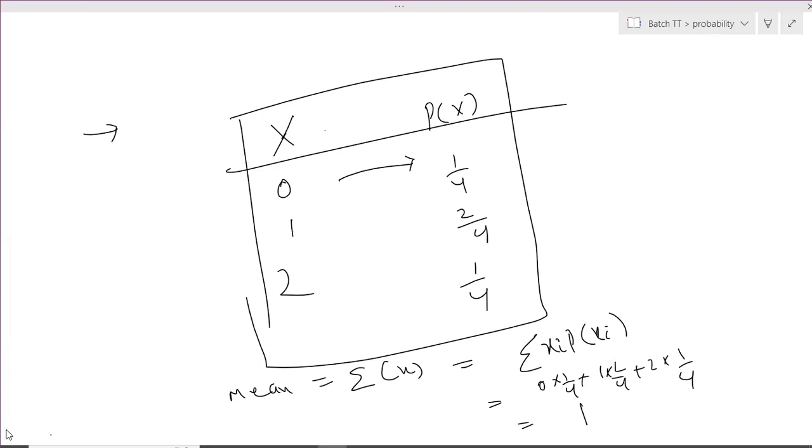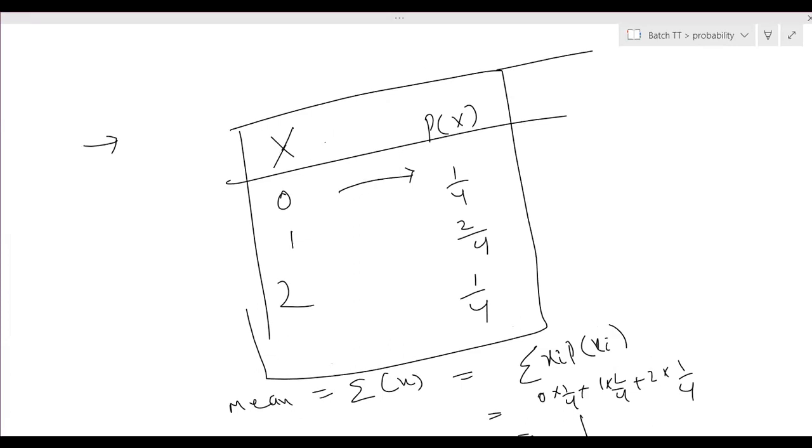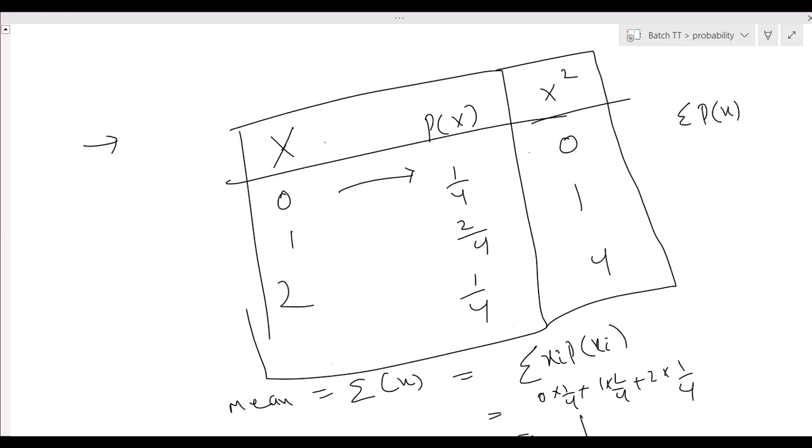Now, what is variance? For variance, you just have to draw another table. As simple as that. Right? And this table will be x square. So 0 square is 0, 1 square is 1, 2 square is 4. Now what you have to find? Summation of probability of x square. Multiply this with the new table. So this will be 0 into 1 by 4 plus 1 into 2 by 4 plus 4 into 1 by 4. So this will be 6 by 4, 3 by 2. This step is clear?